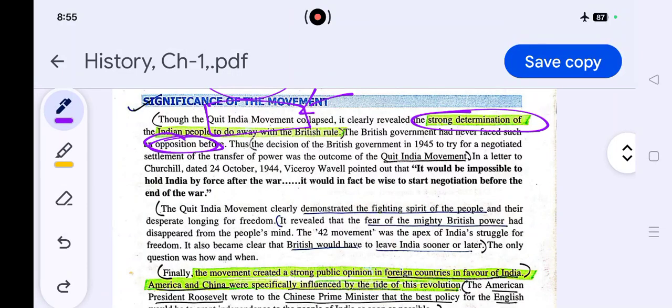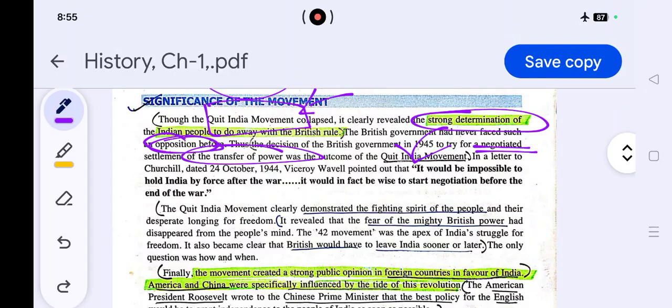It was a big blow to them, a major opposition that they had never faced before. The decision of the British government in 1945 to try for a negotiated settlement of the transfer of power was the outcome of the Quit India movement. So this negotiated settlement of transfer of power came due to the Quit India movement. So although on paper the movement failed, it actually made a lot of things happen.